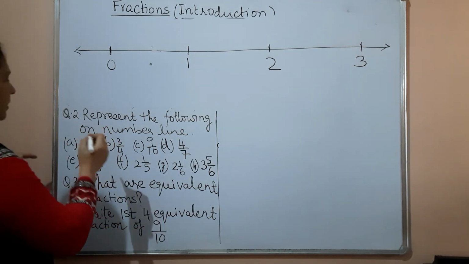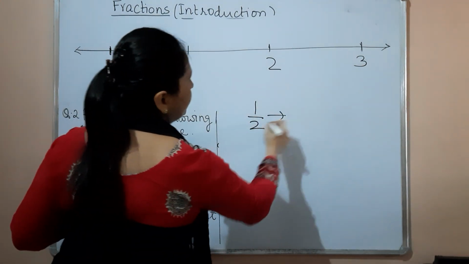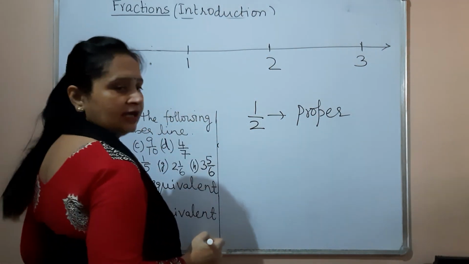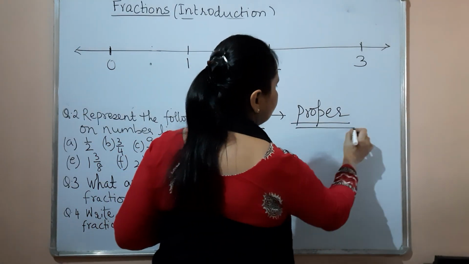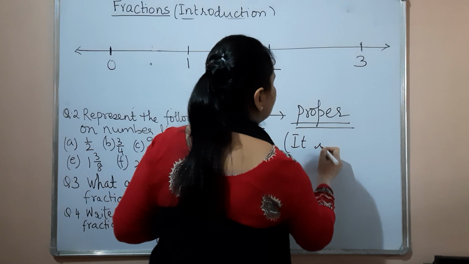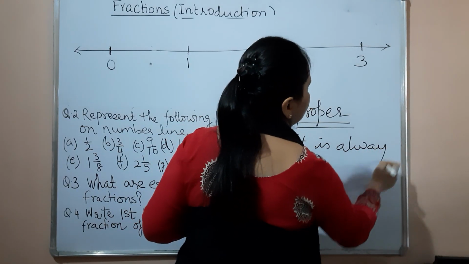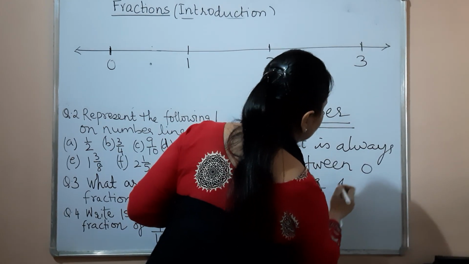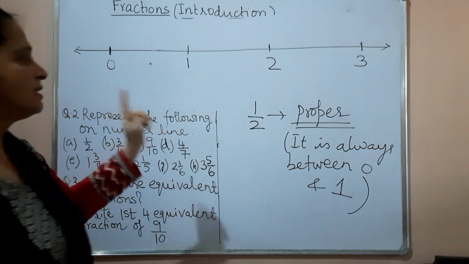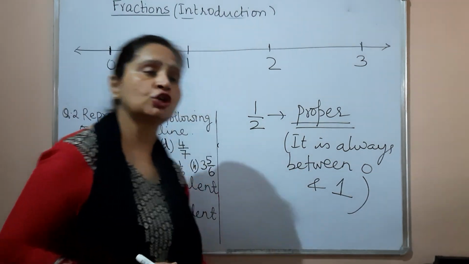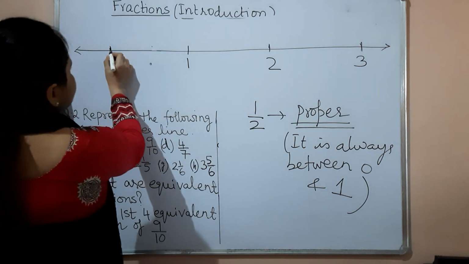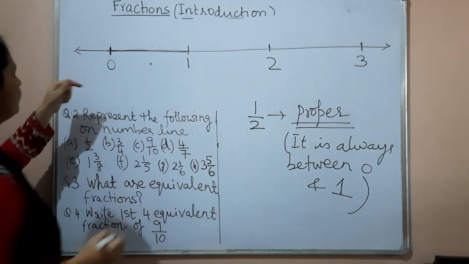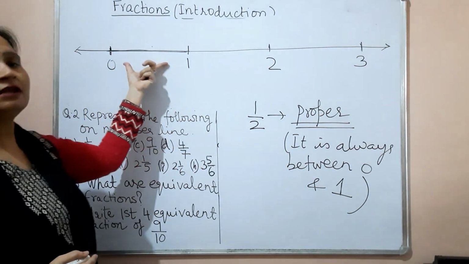Half. Half is a number which is a proper fraction. A proper fraction is always between 0 and 1. A proper fraction is always greater than 0 but smaller than 1. That means we need to represent it somewhere on the number line. If we want to represent this fraction, we will observe that it is going to lie between 0 and 1.